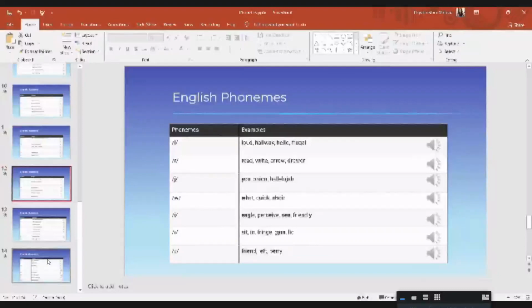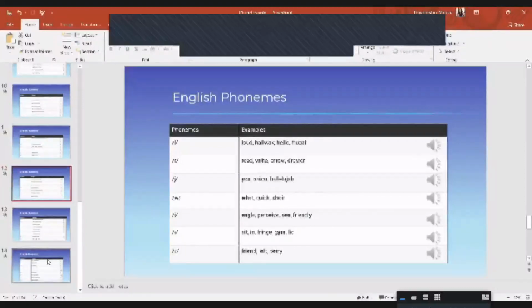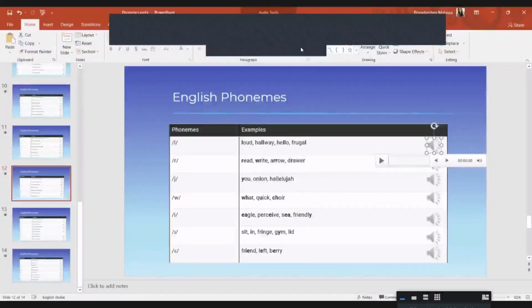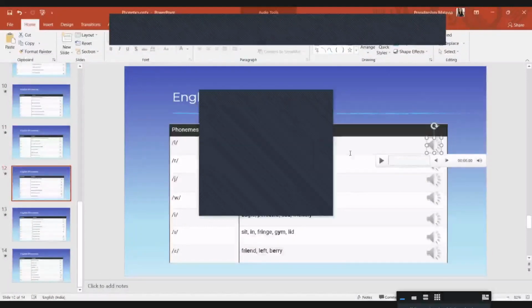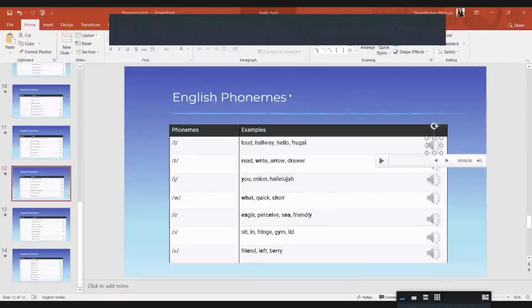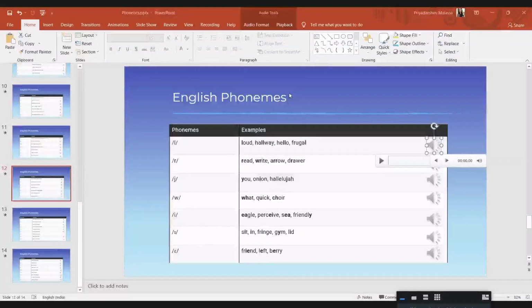Okay. So the first one, L: loud, hallway, hello, frugal. Okay, L. So let's just hear it. Loud. Hallway. Hello. Frugal. Listen to the way they emphasize certain words. So loud, hallway, hello. The L in hello is pronounced, right? Frugal.